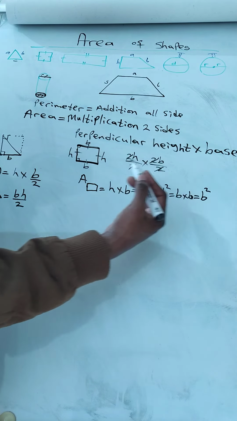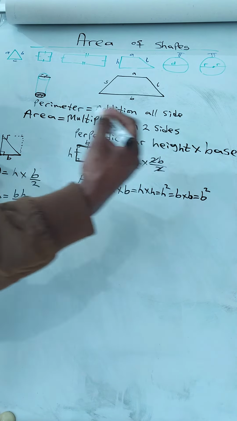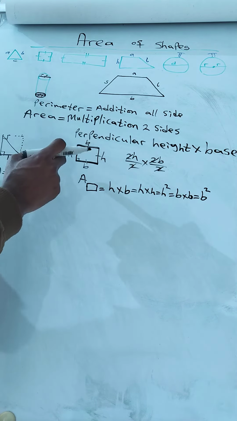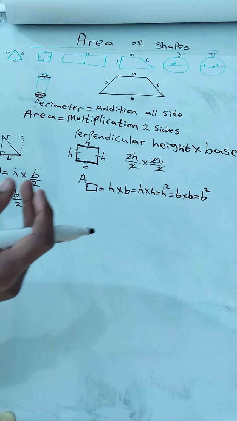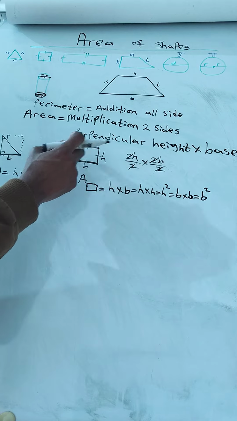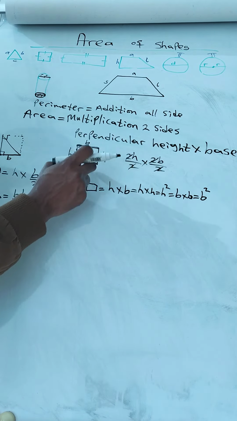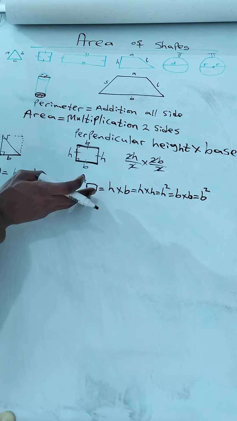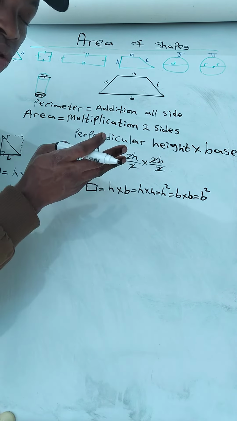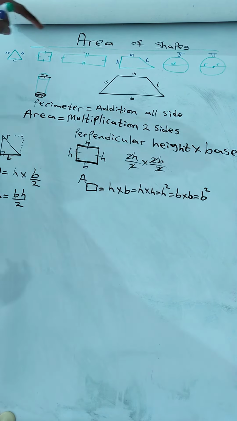So instead of saying H times B, you can say height times height, or base times base, which will give you B squared. So the height of a rectangle is just picking two sides of it: the perpendicular height multiplied by the base. Since the heights are equal, just pick one. Since the bases are equal, just pick one, multiply it together, and you get the area of a right angle, and you get the area of a rectangle. Let's go to the next one.